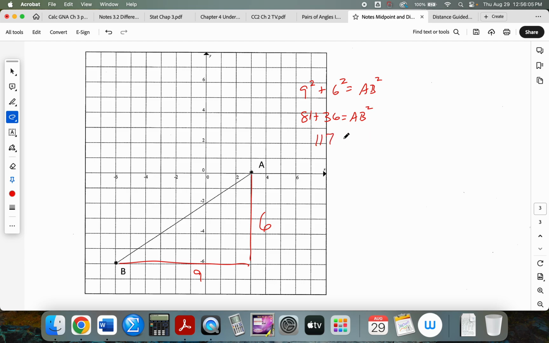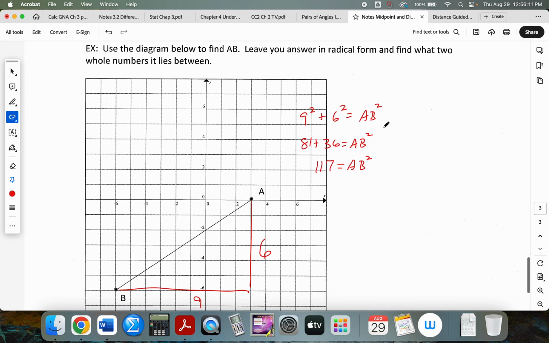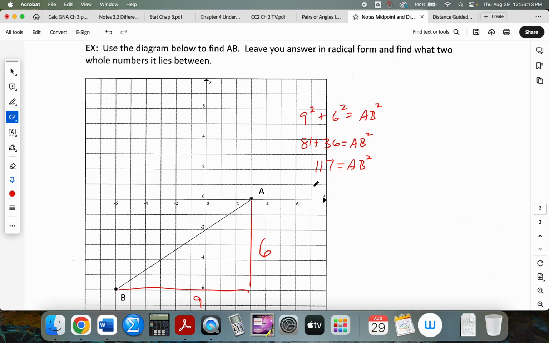That's what, 117? Yes. So AB is going to be equal to the square root of 117. And here it wants me to estimate it, but it wants a different way. It says, find what two whole numbers this is in between. So you have to think of what squared is just a little bit less than 117 and what squared is just a little bit more than 117.